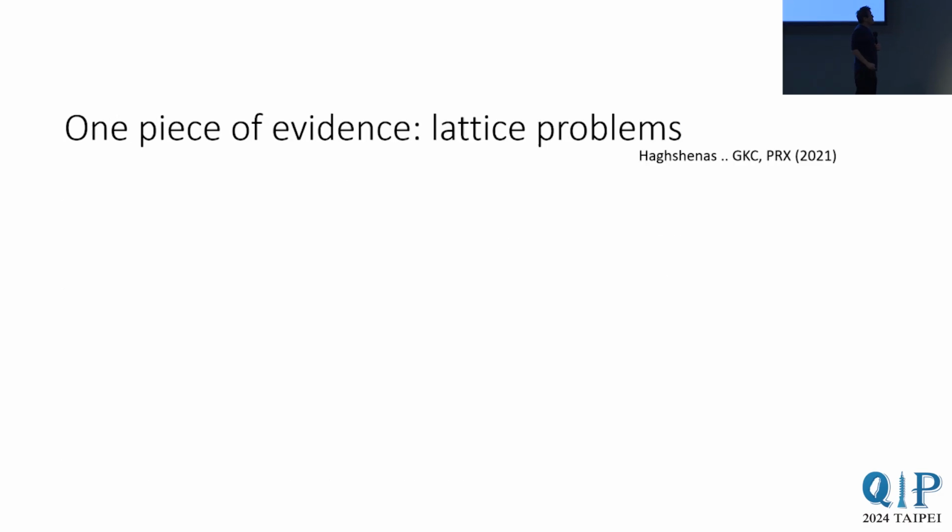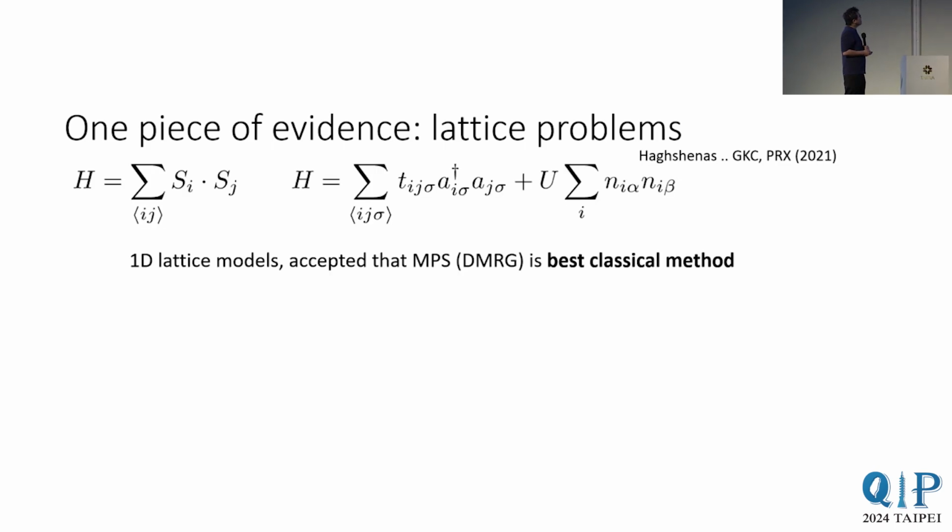The only evidence that I'm aware of is some that emerged in my own work, but I don't follow this field very carefully. So if there's other evidence, people, please do tell me about it. In this work, we study lattice models where we're very sure about what the best classical representation is. Everyone in the field would agree that if you study 1D lattice models, choosing a matrix product state is the thing to do.